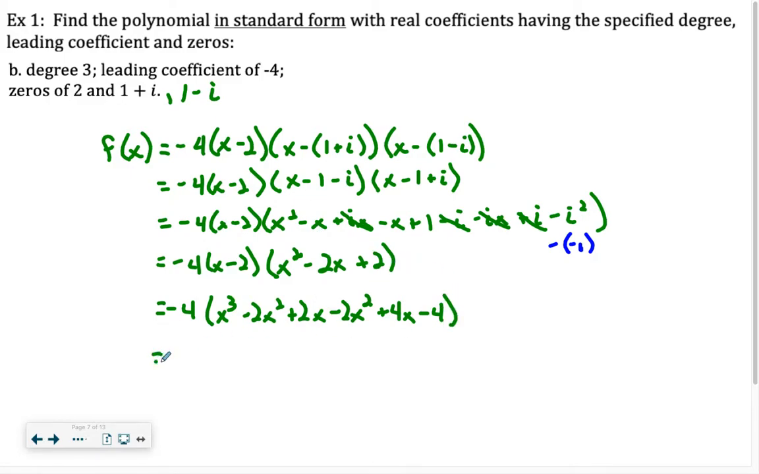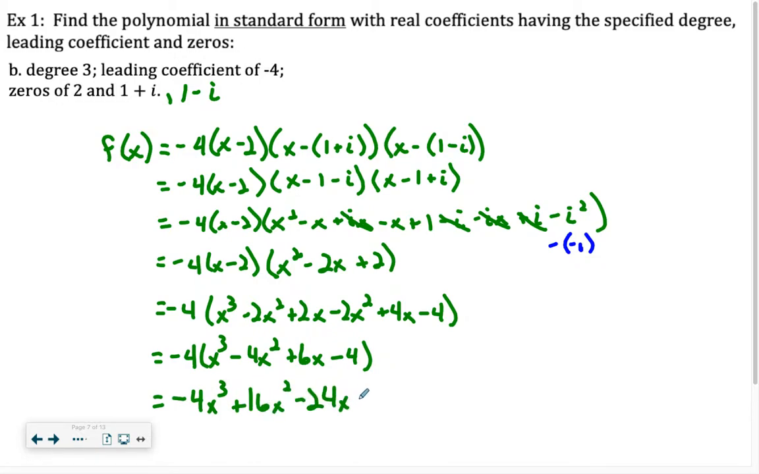So I can combine a couple of things in there. So negative 2x minus 2x would be minus 4x squared, right? And then plus 2x plus 4x would be plus 6x. And then finally, multiplying the negative 4 through, we'll have negative 4x cubed plus 16x squared minus 24x plus 16.